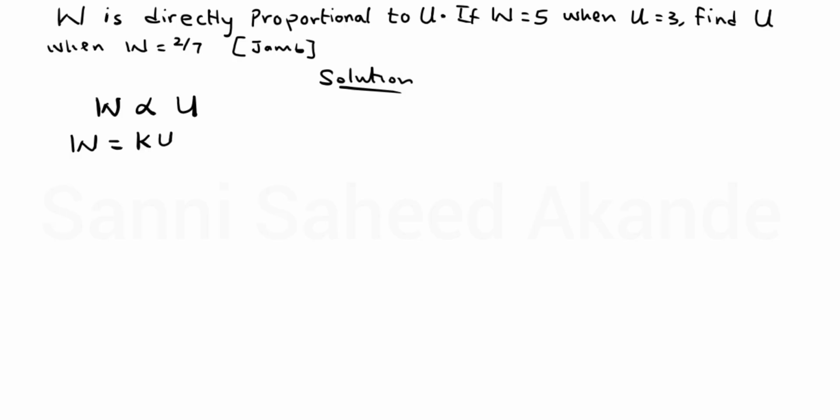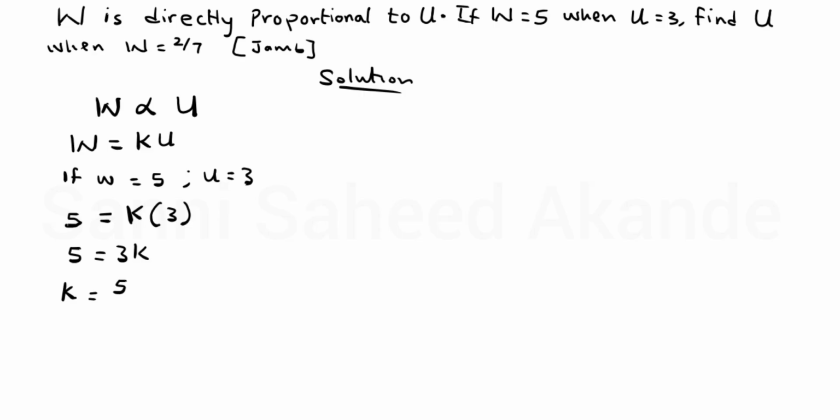Okay, so the question says if w is equal to 5, then u is equal to 3. Then we now have w is equal to 5 equal to k times u, and u is equal to 3. Understood? So we have 5 is equal to k times 3, which is 3k. When you divide both sides by 3, you have your k equal to 5 over 3. Then k is also equal to, how many 3s can you see in 5? That is 1, remainder 2 over 3. So that is the value of k.